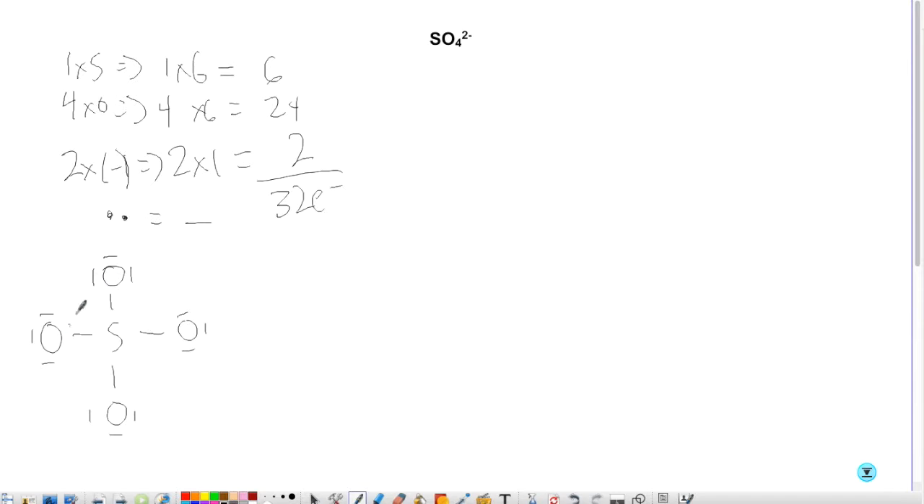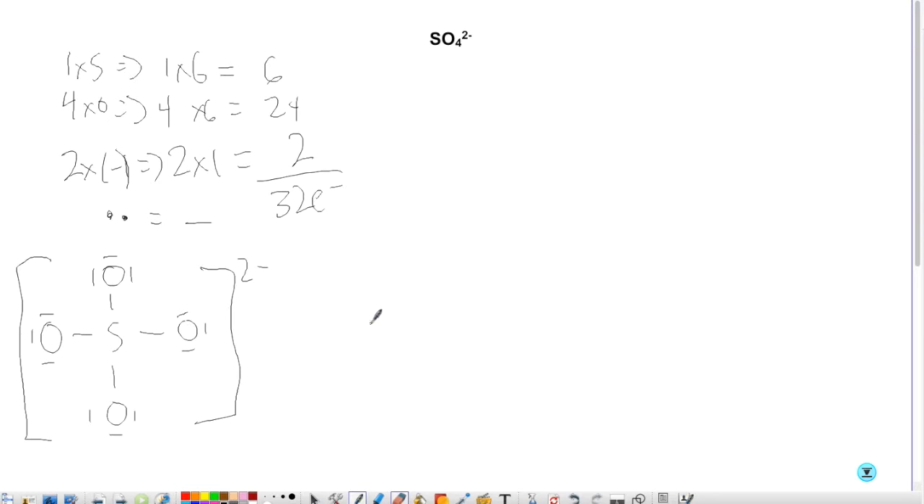Okay, now is this correct? Well, not quite. I need to put a 2 negative around there. It doesn't matter if you do 2 negative or negative 2. And then I need to count up electrons. Remember, each bar is 2 electrons. So 2, 4, 6, 8, 10, 12, 14, 16, 18, 20, 22, 24, 26, 28, 30, 32. Okay, so that's good.